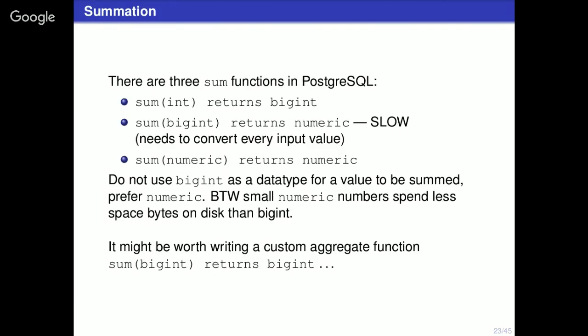So if you have problems with summating bigints, just convert them to numeric in the table. Or maybe you will need to write a custom aggregate function. But numerics are also sometimes shorter on disk, especially when there are zeros.